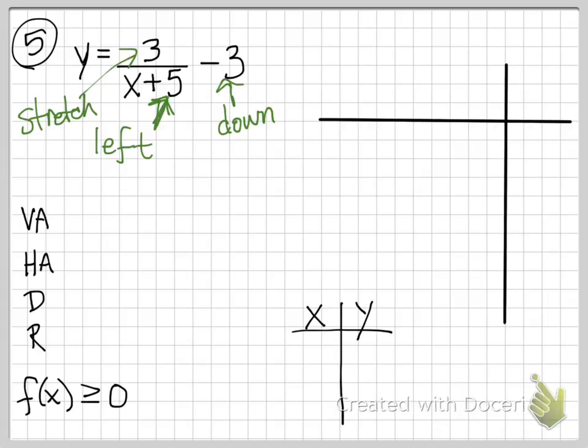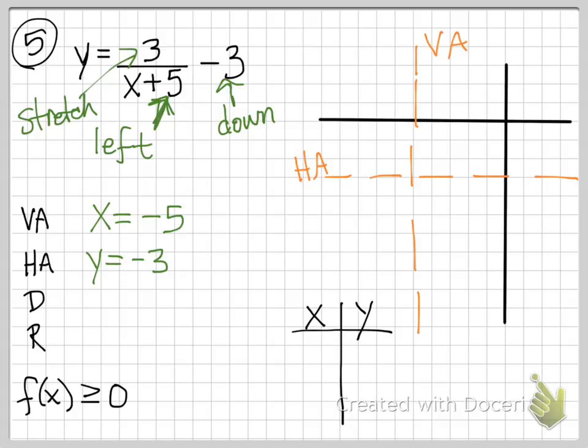The vertical asymptote is the bottom set to 0. So the value of x that makes the bottom 0 is negative 5. You could also say we shifted it left 5, so it would be at negative 5. The horizontal asymptote is at the value of k, or the vertical shift. So y equals negative 3. Let's put those on our graph. So y is at negative 3, and x is at negative 5. So I have my vertical asymptote and my horizontal asymptote.